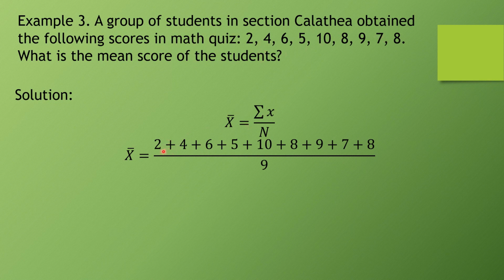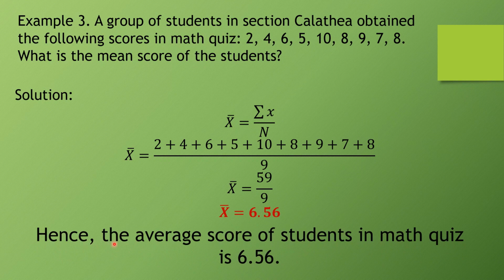So if we add all of this, we have 2 plus 4 is 6, plus 6 is 12, plus 5 is 17, plus 10 is 27, plus 8 is 35, plus 9 is 44, plus 7 is 51, plus 8 is 59. So we have 59 divided by 9. The answer is 6.56. So the average score of students in math quiz is 6.56. So that's the 3 examples for the mean. Now let's proceed to the median.